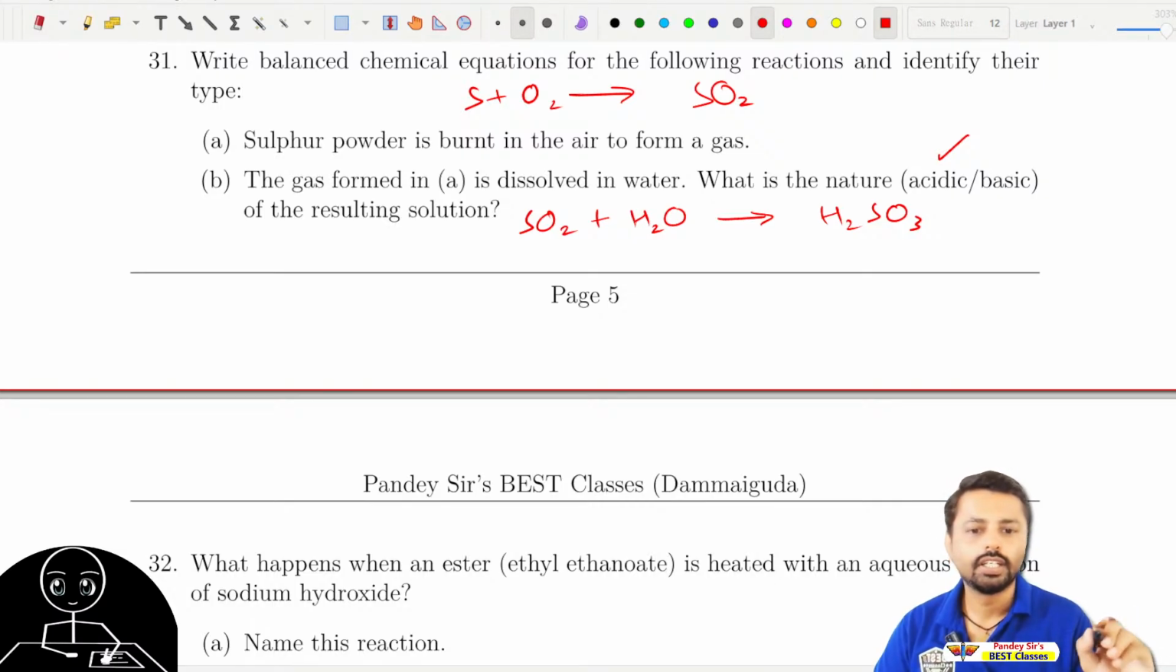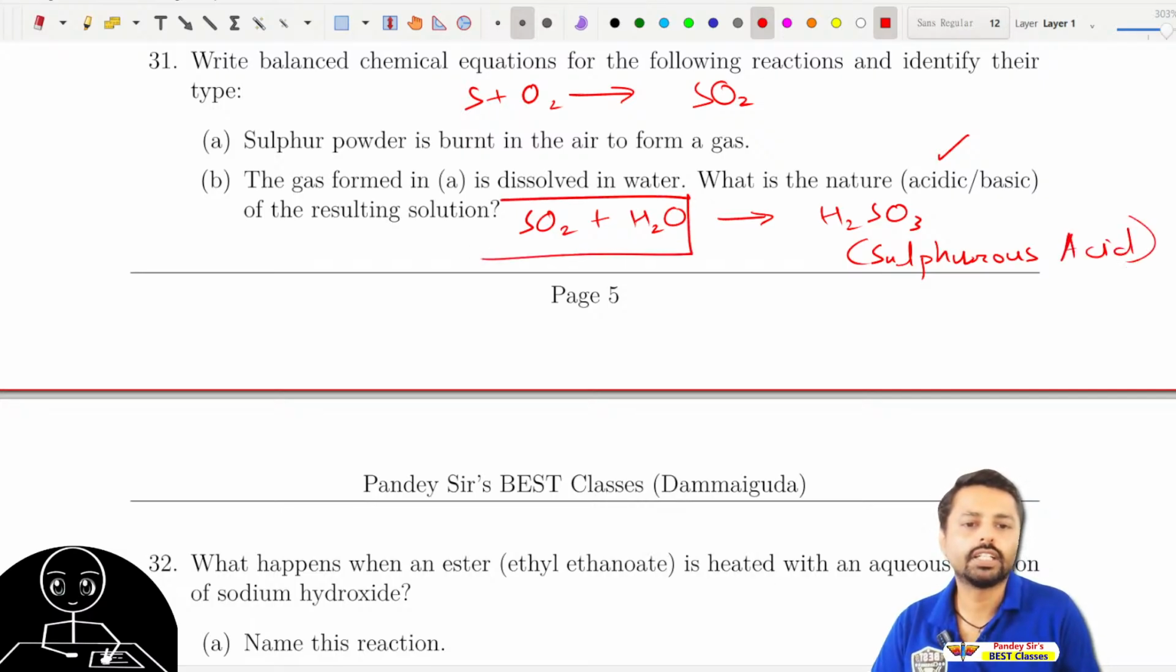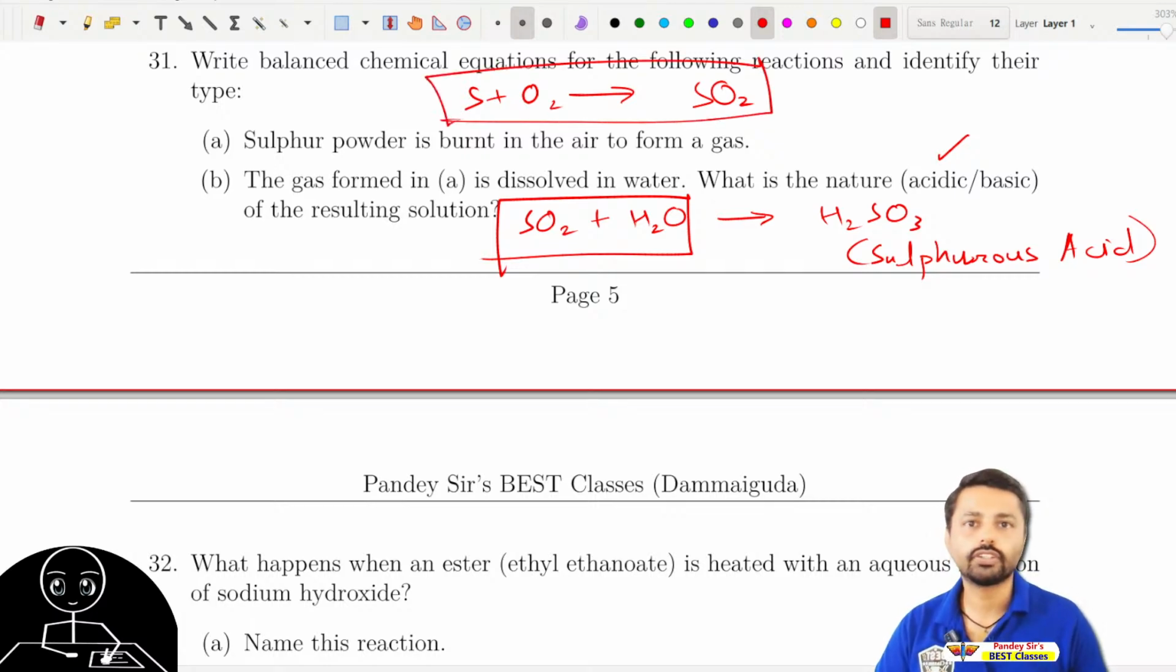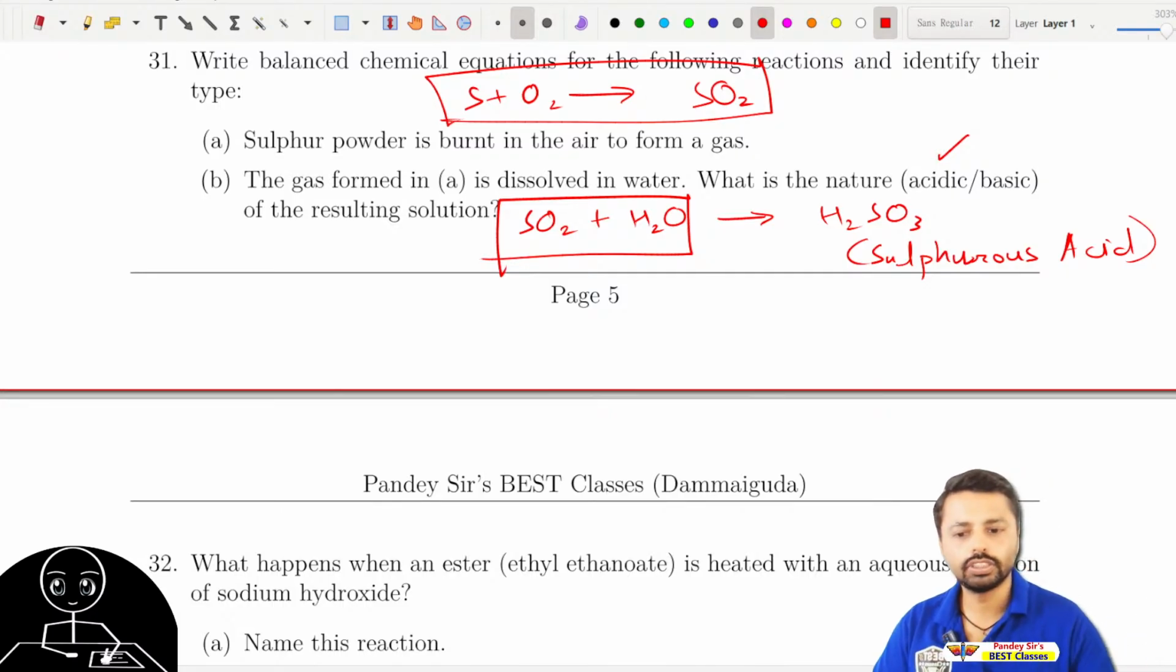Keep in mind, sulphurous acid. It's not a very common one, but this reaction could be asked. This is a common reaction, S plus O2, sulfur dioxide. Also about acid rain, they can give one, like on the Taj Mahal marble, this thing happening, so they can ask.